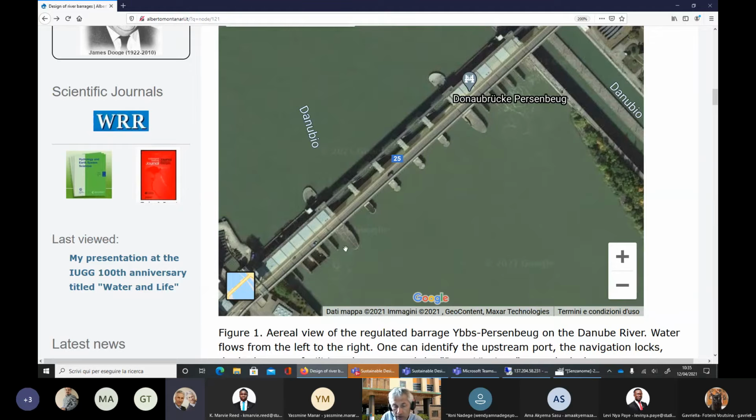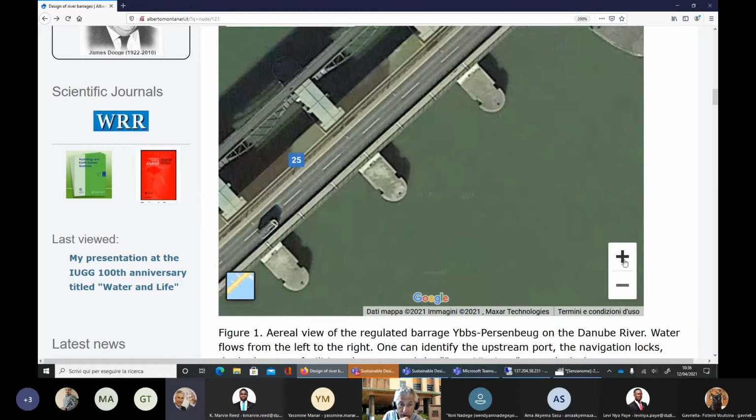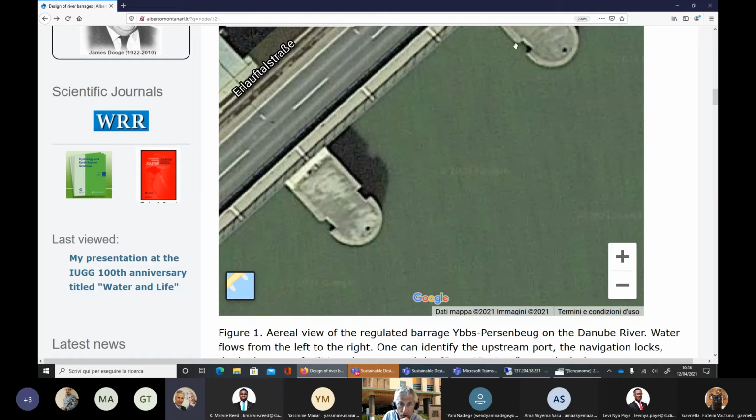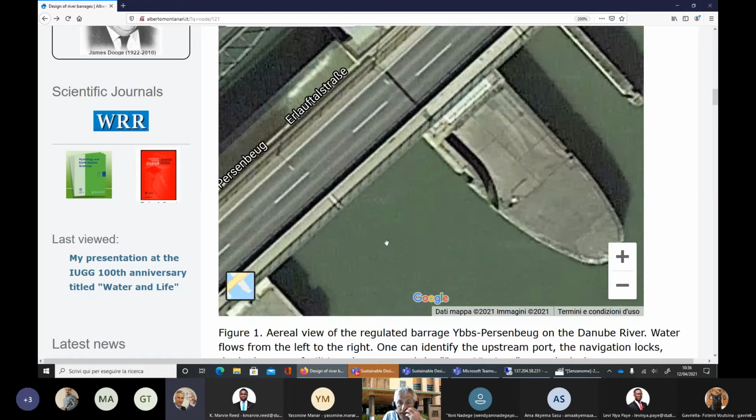And on both sides there is a power plant, and a power plant which allows to produce electricity by using the difference in elevation between upstream and downstream water. There is a jump, and there is a difference in the head, and therefore this difference in the head, difference in energy, can be used to produce hydropower.